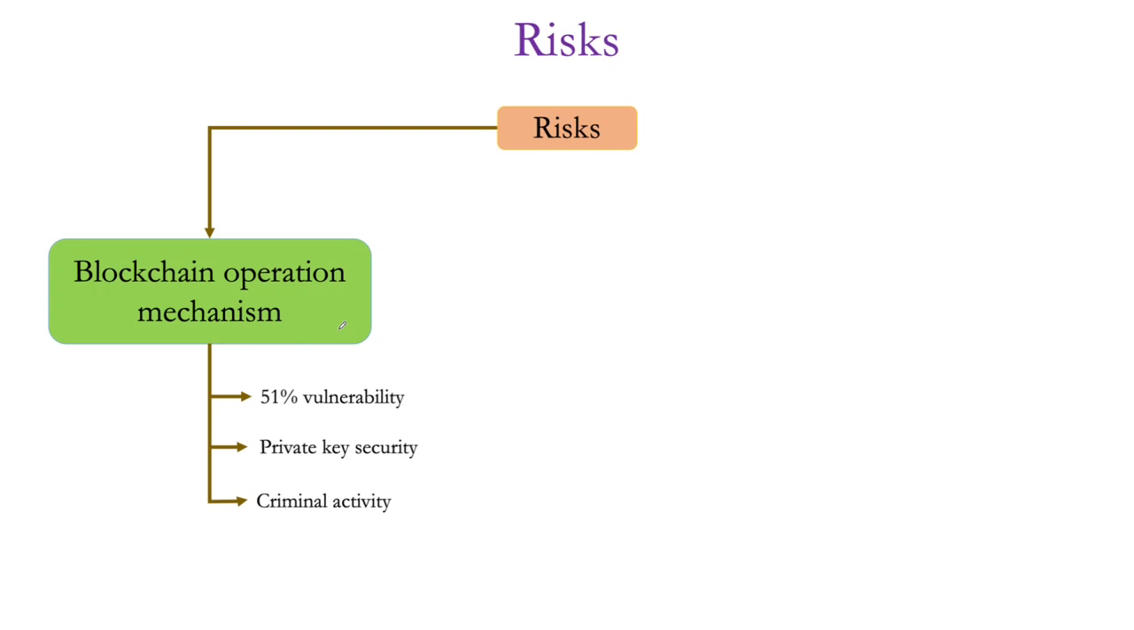Another concept we have observed in blockchain technology is double spending. This double spending risk is caused by the transaction verification mechanism, and transaction privacy leakage is another risk in this blockchain operation.